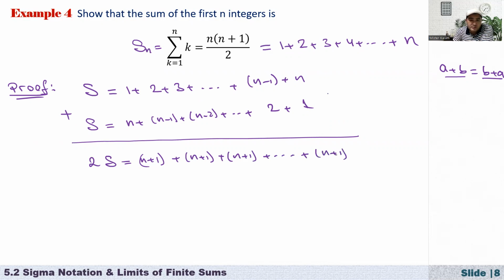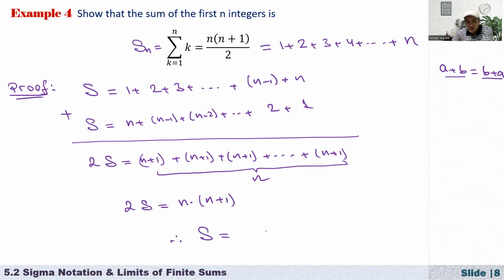But actually, how many terms do we have here? We have n terms, right? So we are just adding n terms here. So 2S then is equal to n times n plus 1. Now, if I divide both sides by 2, then we will get this sum formula. So this S, which is sigma, k equal to 1 to n of k, is equal to n times n plus 1 over 2.